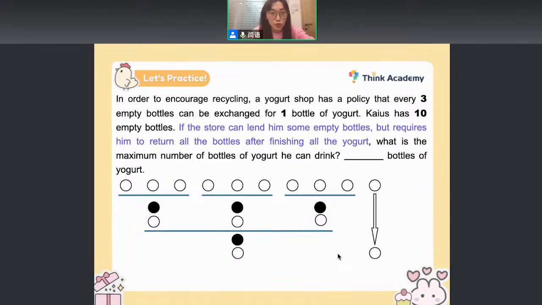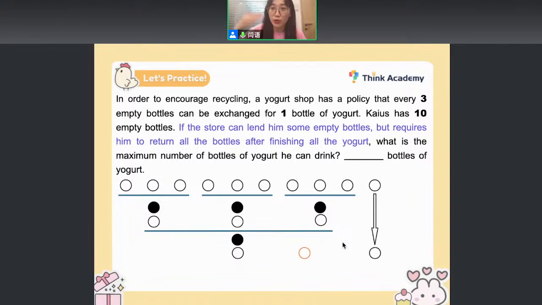What should we do? Yes, again, I want to show you different types of such question. Correct, borrow. So we just borrow 1, okay? But do remember that you borrow 1, you must return 1 as well.